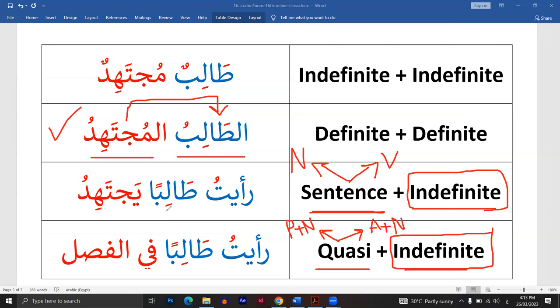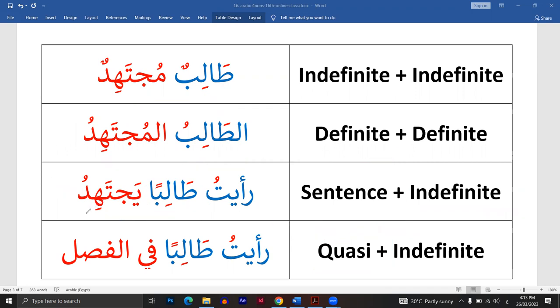Like here: رأيتُ طالباً يجتهدُ. Here, the word طالباً is an indefinite noun, and after this indefinite noun we see a verbal sentence, يجتهدُ. So this verbal sentence is describing الطالب. What is the description of الطالب? He is studying hard. يجتهد is a verb, meaning to study hard. So the verbal sentence يجتهد is an adjective, and its type is a verbal sentence adjective.